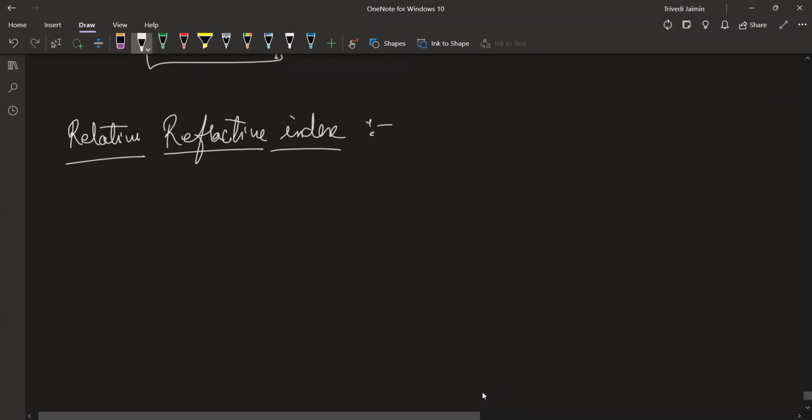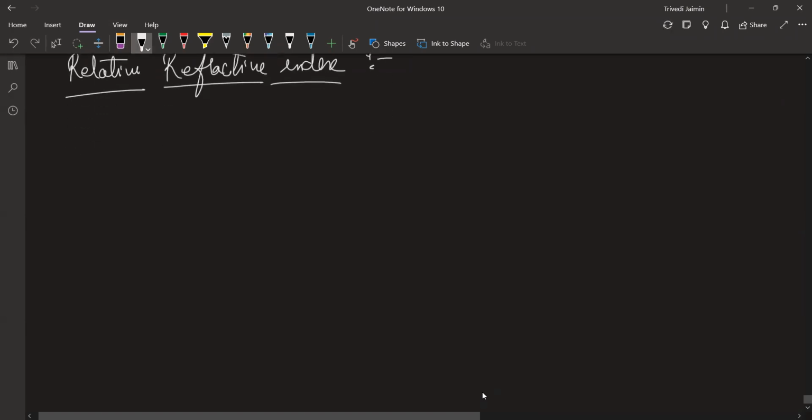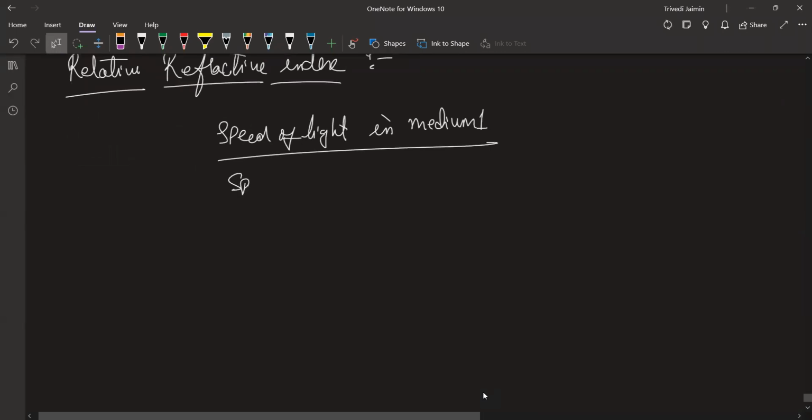Okay. So relative refractive index says this: the speed of light in medium 1 to the speed of light in medium 2. We'll write it like this, 1 to 2. So speed 1 by speed 2.